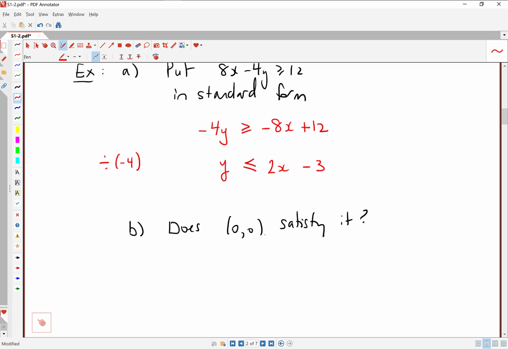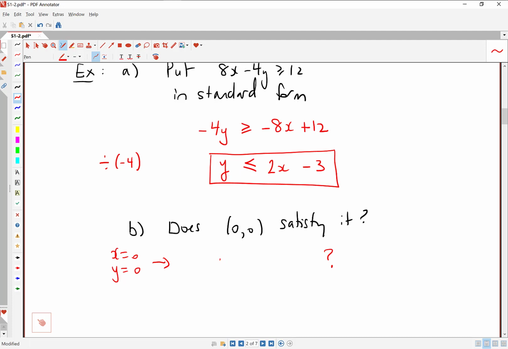Now we're going to ask, does the point 0, 0 satisfy it? Meaning, does it satisfy the inequality that we were working with in part A? Well, for this ordered pair, x equals 0 and y equals 0. So we're going to sub that into our inequality. Might as well just sub into the standard form. And we're just going to ask whether this is true or not. So we're going to ask this as a question. So replace x with 0 and y with 0.